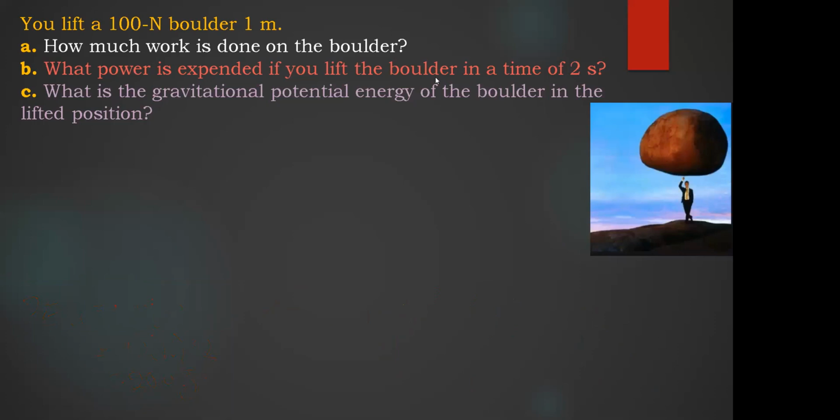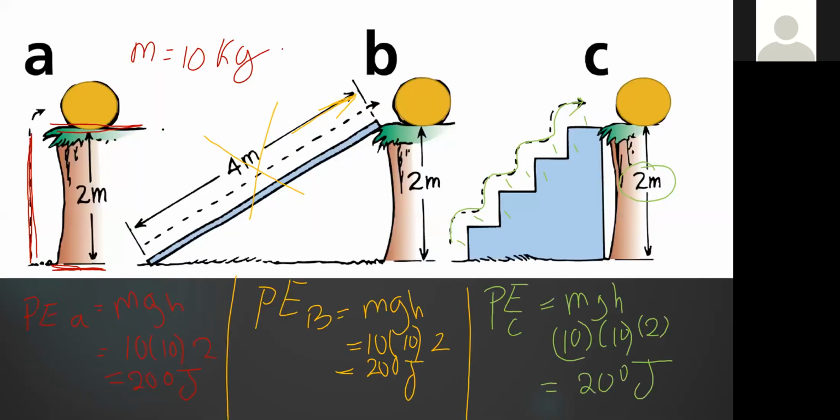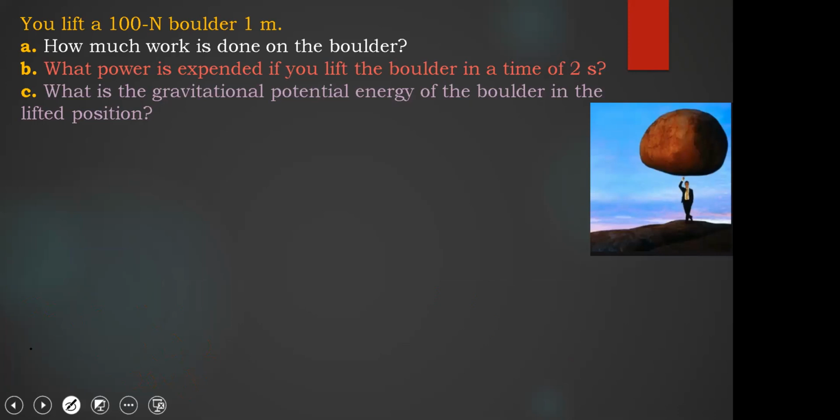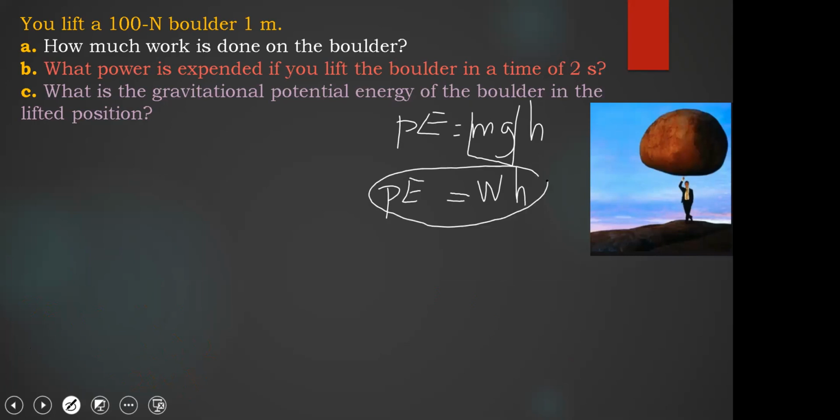Now, let's have this example here. You lift a 100 Newton boulder 1 meter. So here you have 100 Newton. It is the weight. Before I start, potential energy is m times g times h, and m times g is the weight. So when you multiply the weight times the height, you will get the potential energy. So here, they give you the weight and the height.